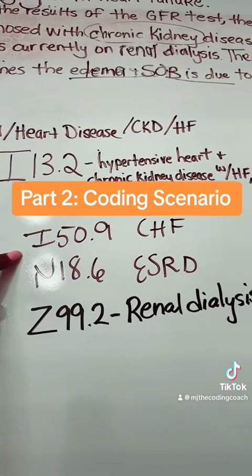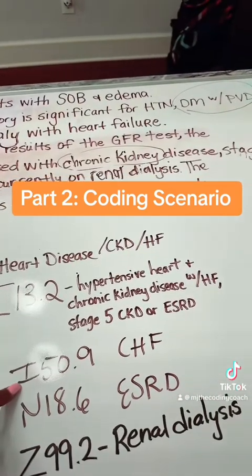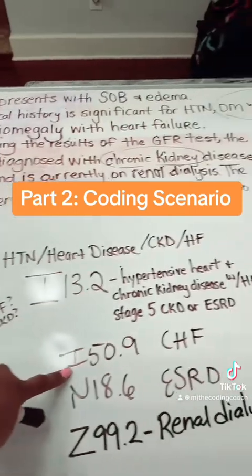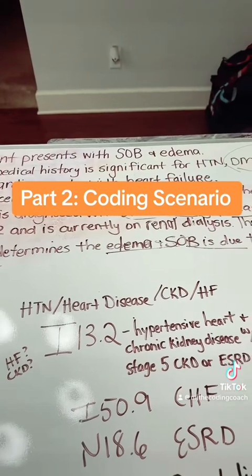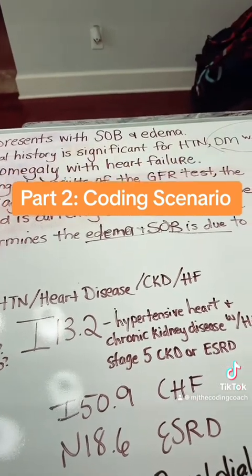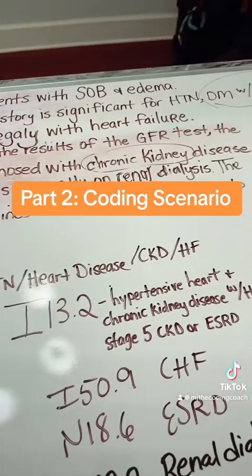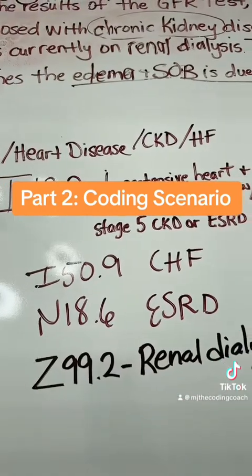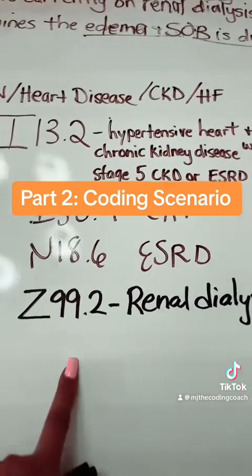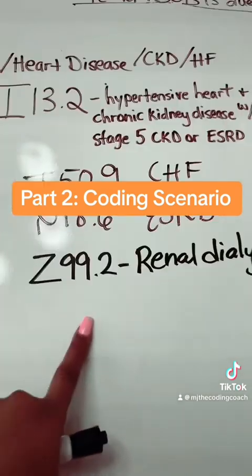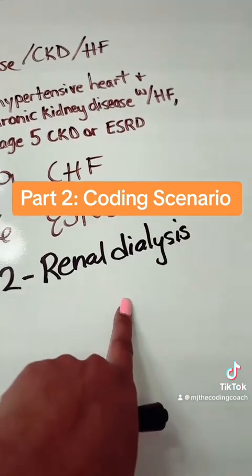We also included the heart failure unspecified. The reason it's unspecified is because the chart does not specify the kind of heart failure. When something is not specified, we use the default code of unspecified. For example, we have diastolic heart failure, systolic heart failure, left heart failure. There are different types of heart failure, so by the provider not telling us what kind, it's going to be heart failure unspecified. Again, we have N18.6 for the ESRD. And anytime a patient is on renal dialysis, you're going to code Z99.2 for dependence on renal dialysis.